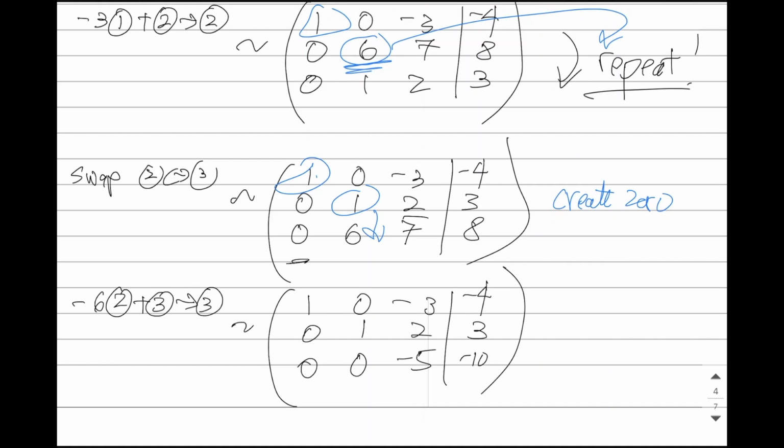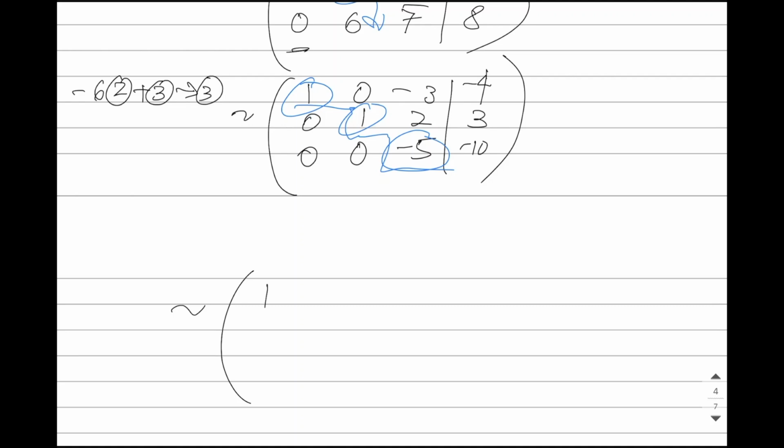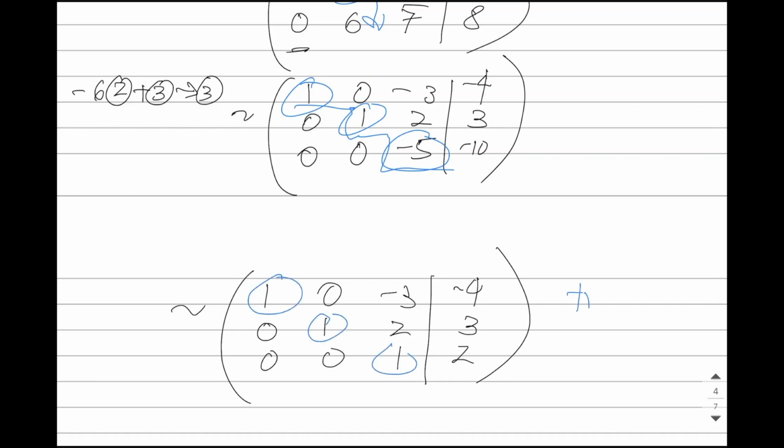And you can see already that we are in an echelon form. We've got the staircase, we've got pivots because they are non-zero numbers. I'm going to take this last row, I'm going to scale it to turn it into a 1. So I'll have 0, 0, 1. If I divide both sides by -5, I'll get a 2 here. Now I am in triangular form.